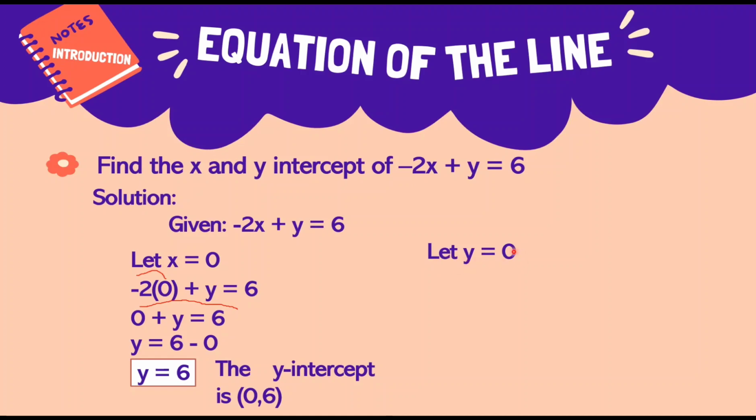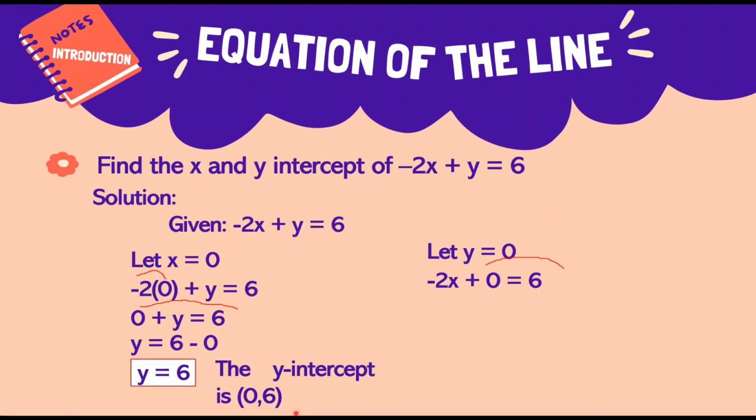So, let us substitute again the value of our variable to this equation. So, ngayon naman, kay y naman natin siya isa-substitute. So, we have negative 2x, copy, and then plus, the value of y is 0. So, we have plus 0 is equal to 6. Okay, the next one, we need to transpose, syempre, 0 to the other side of the equation.